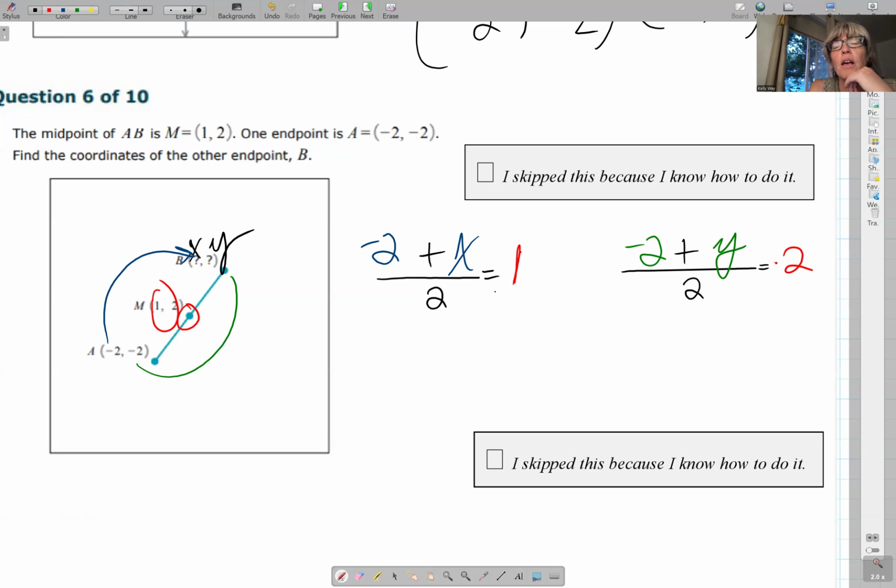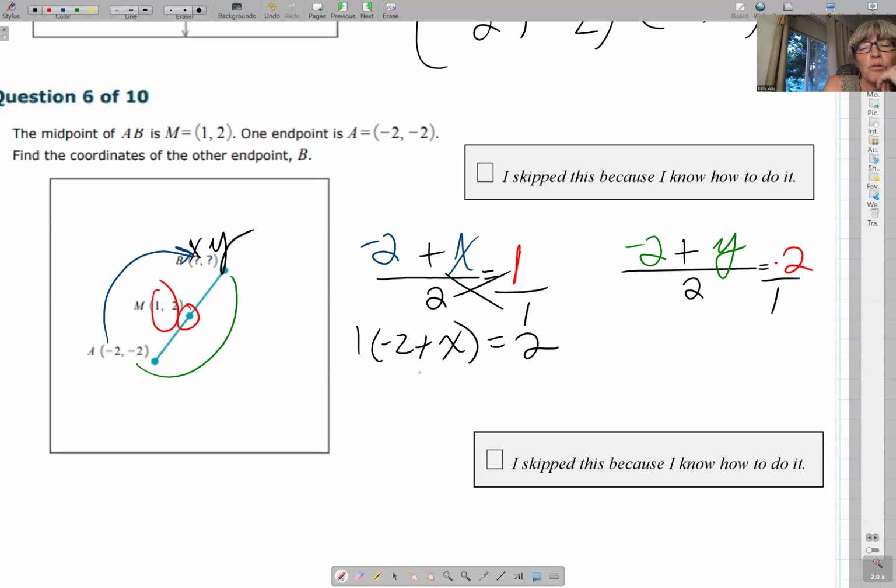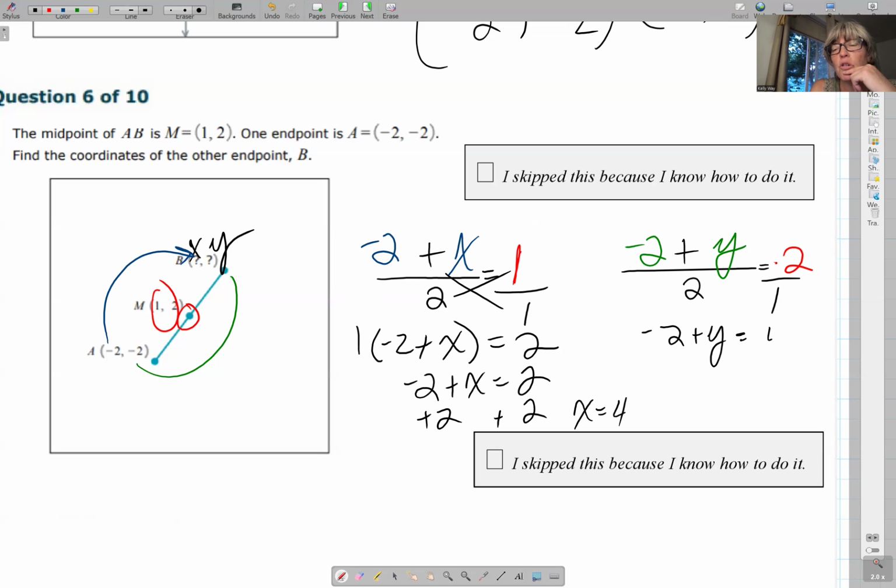To solve, I'm going to cross multiply. And I have 1 times negative 2 plus x equals 2. Negative 2 plus x equals 2. Add 2 both sides. And our x equals 4. This way, cross multiply, I have negative 2 plus y equals 4, plus 2, plus 2, y equals 6. So that gets us our endpoint, 4, 6.